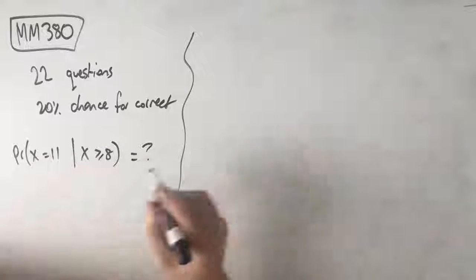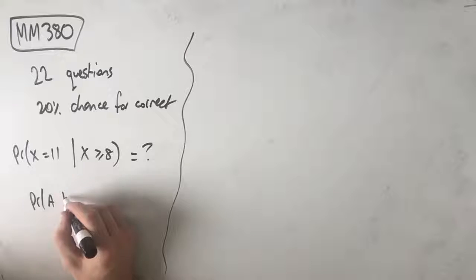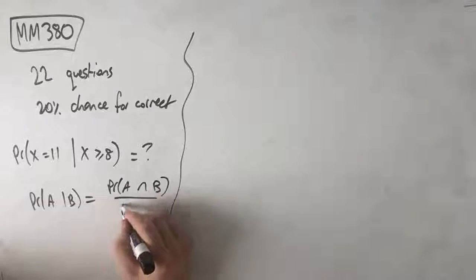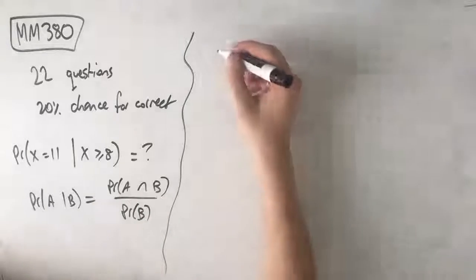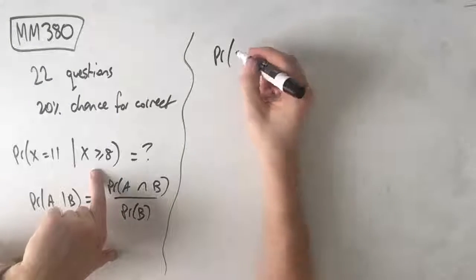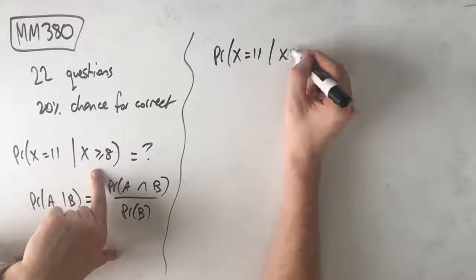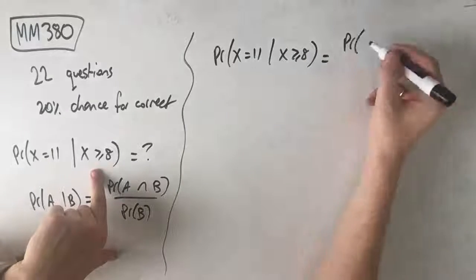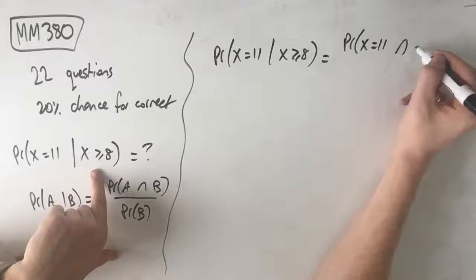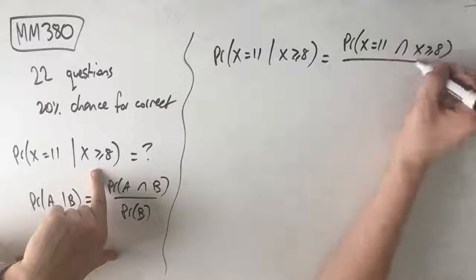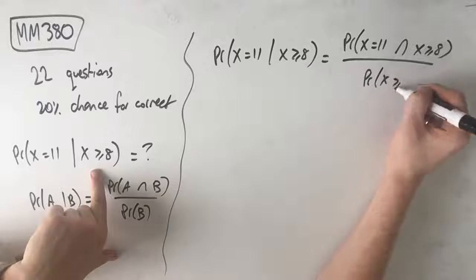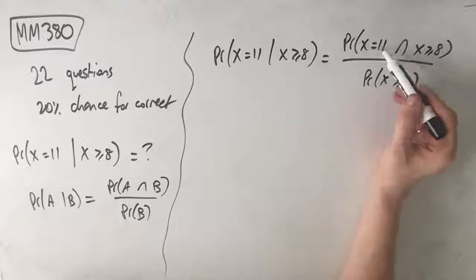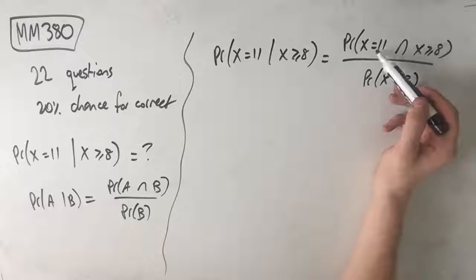So, according to our general given formula, we have probability of A given B equals probability of A intersect B over probability of B. Which means that the probability of x equals 11 given x is greater than or equal to 8, or at least 8, equals the probability that x equals 11 intersect x is at least 8 over the probability that x is at least 8. Awesome. So the intersect between x equals 11 and x is greater than 8 is just x equals 11.